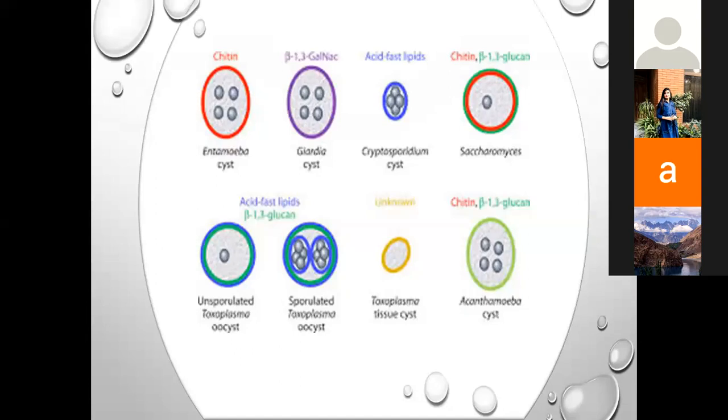So if you see, this is an interesting slide. It will show you the cysts of different types. This is the Entamoeba cyst. This is Giardia. This is Cryptosporidium cyst. You see all the 4 nuclei are together, and they retain acid-fast lipids. Then this is Saccharomyces. This is the oocyst of Toxoplasma. This is also the sporulated oocyst of Toxoplasma. This is the Toxoplasma tissue cyst, and this is the Entamoeba cyst.